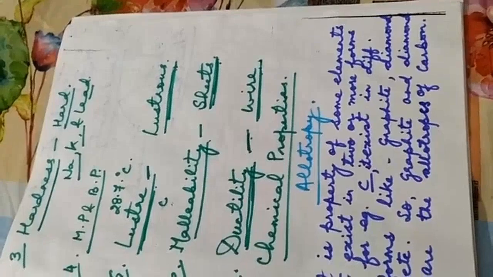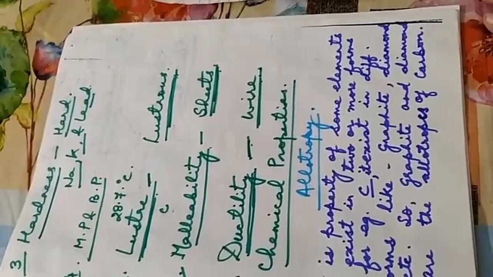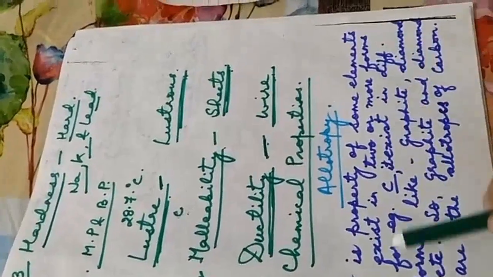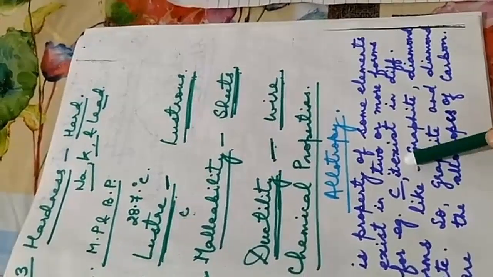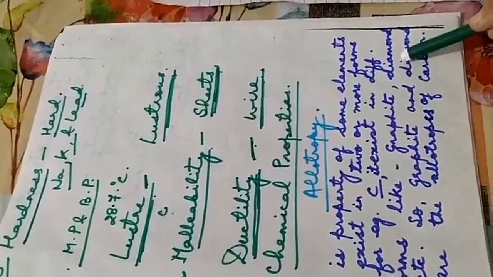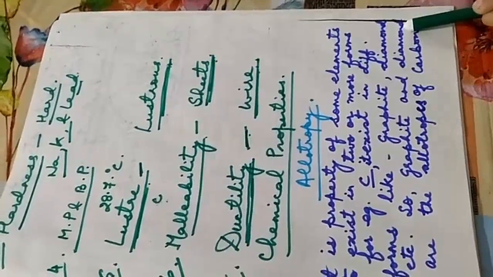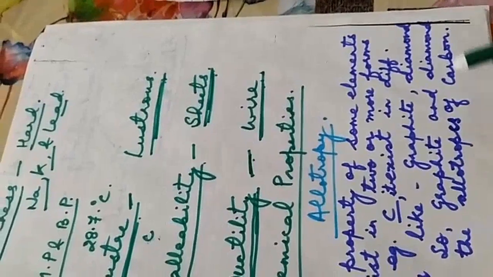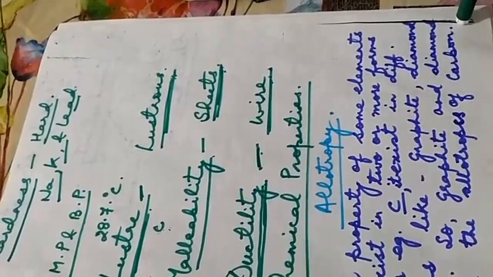Now proceed to the first point, that is tensile strength. Before starting this, children, I would like to explain allotropy. It is the property of some elements to exist in two or more forms. For example, carbon exists in different forms like graphite, diamond, etc. So, graphite and diamond are the allotropes of carbon. Now, I think it is clear what carbon is, how it is associated with graphite, how it is associated with diamond, etc.